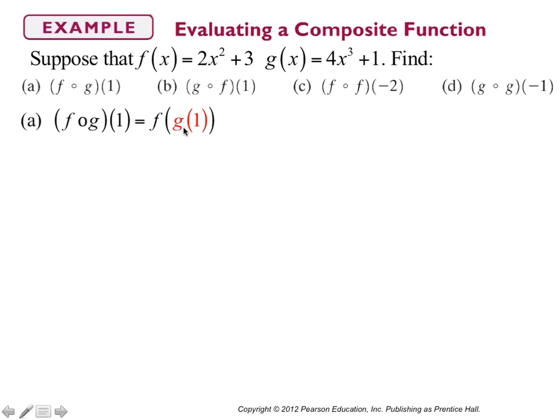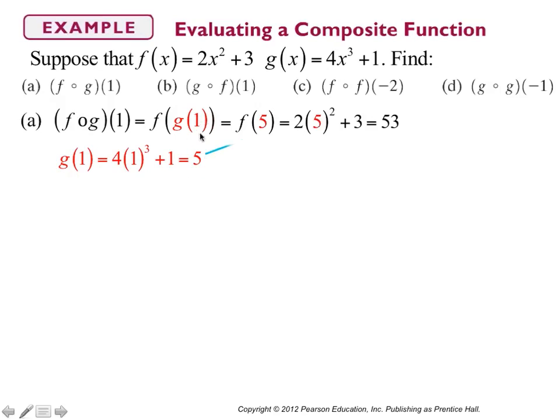So the first thing that I need to do is figure out what g of 1 is. So that means that I should go ahead and find it. All I need to do is plug 1 into my g of x function. So I have 4 times 1 cubed plus 1. And if I actually do this, that's just going to give me a 5 out. So what I'm really finding is f of 5.